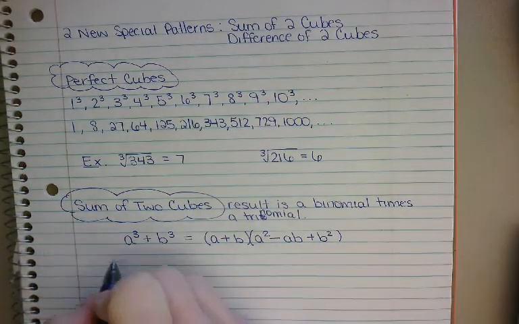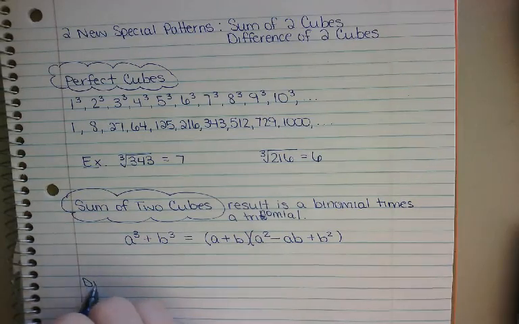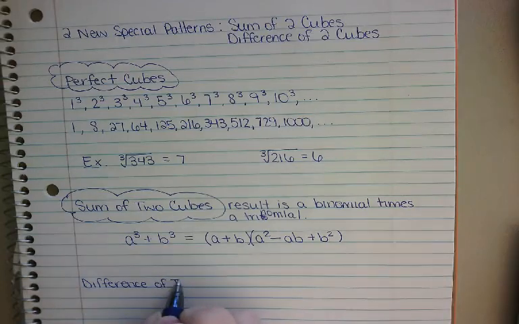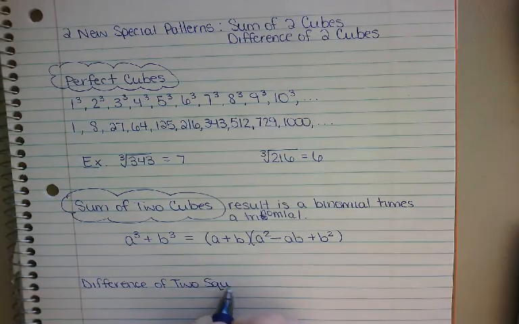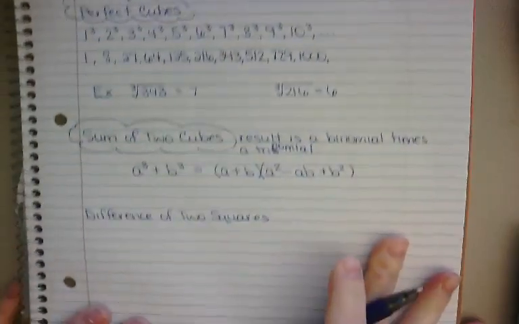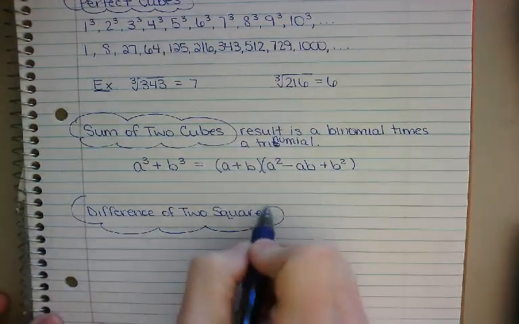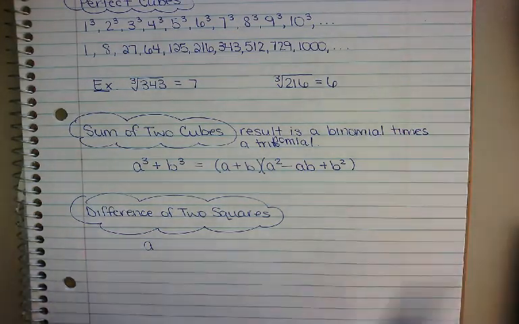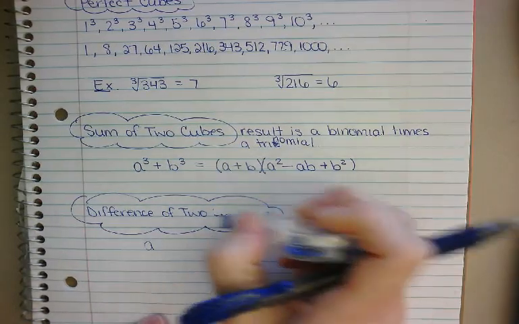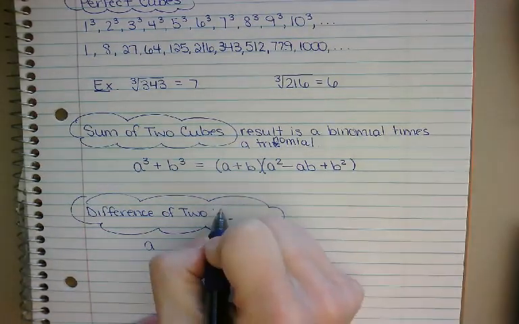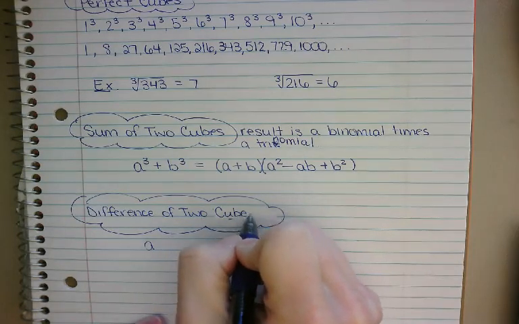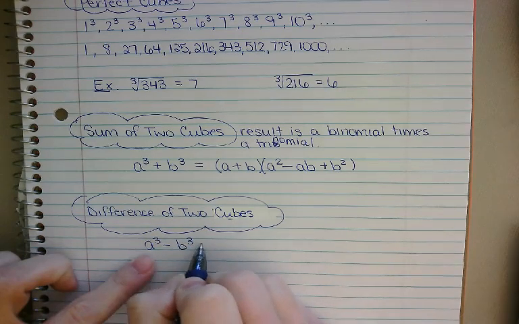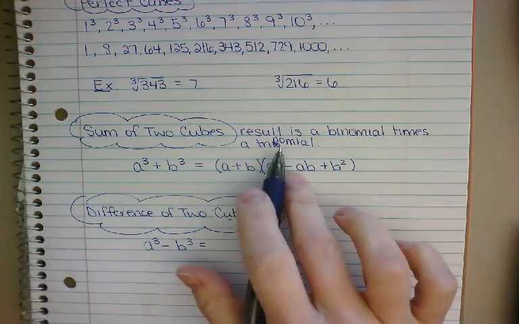Okay, if they give you the difference of two squares. Okay, so not two squares, I'm sorry. I'm used to saying squares. Okay, cubes. Okay, so if they have an a cubed and they're subtracting another perfect cube, the result's still going to be a binomial times a trinomial.